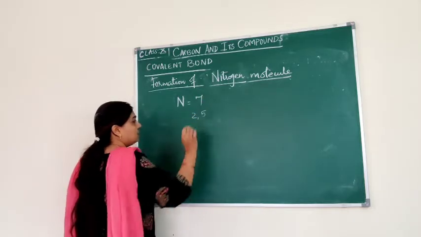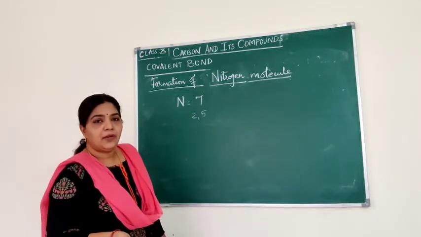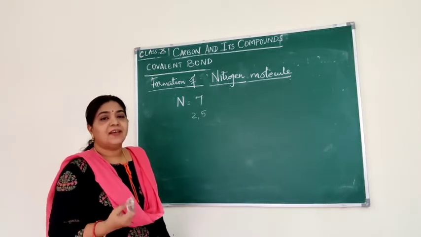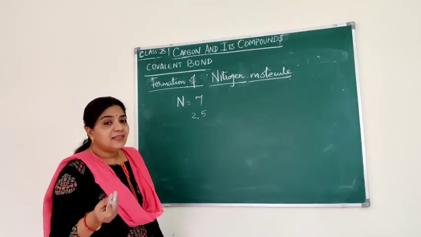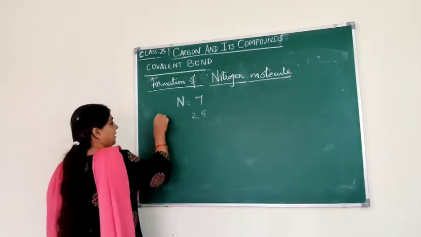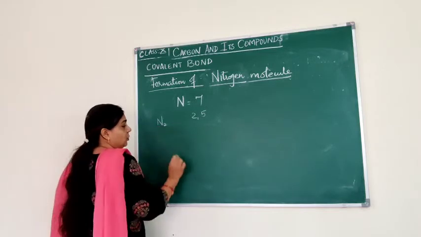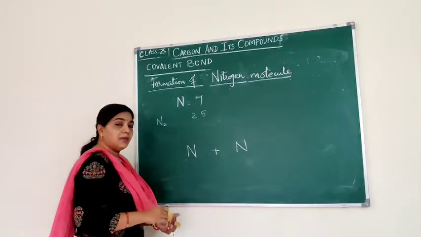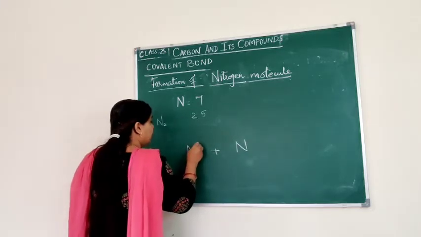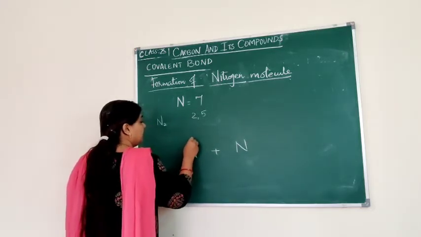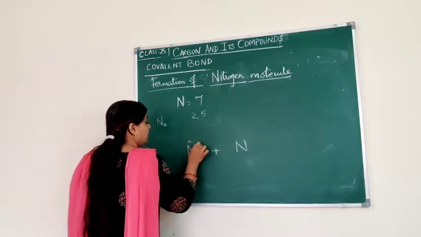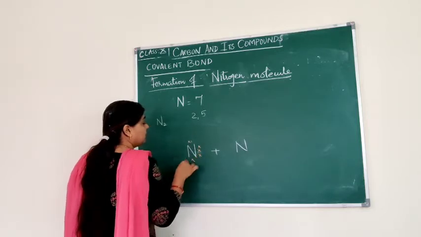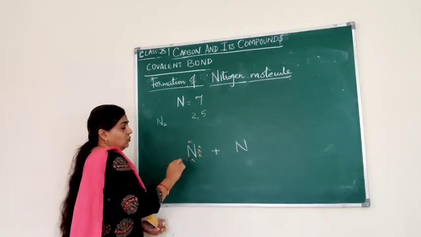Distribute the electrons. So 2 and 5. How many electrons does it need? It needs 3 electrons to become stable. That means they have to share 3 electrons, right? Nitrogen molecule N2. So N plus N. So how many electrons do they have to share? They have to share 3 electrons. Okay? So 3 plus 2, 5.